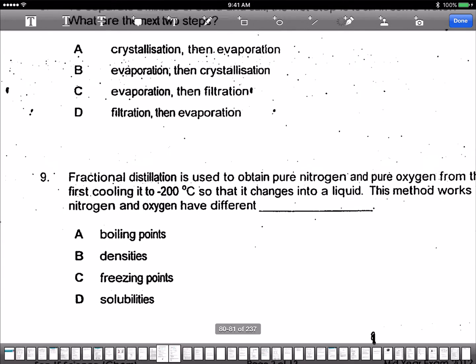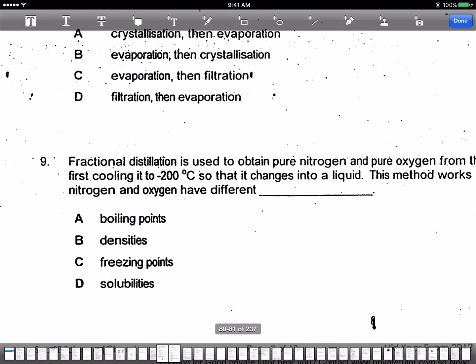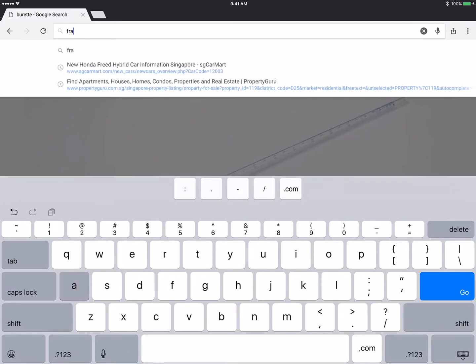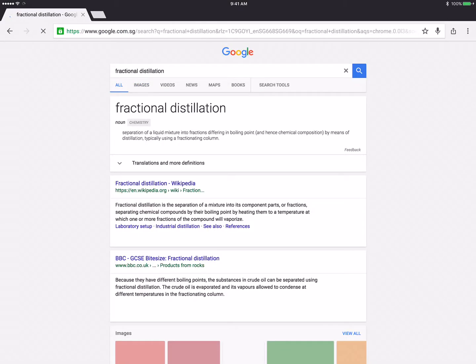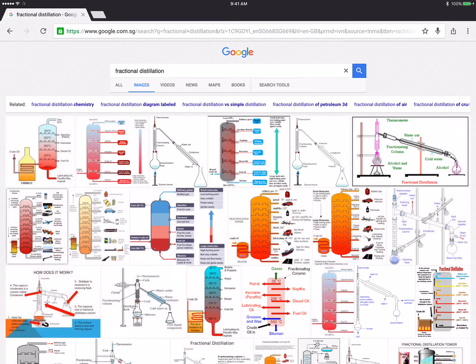D. Okay, next one. Fractional distillation. Who learned this? Who hasn't learned this? Only distillation, you learned this. How does it work? Okay, must see the picture. I haven't learned that. Fractional distillation. Read the picture. Okay.